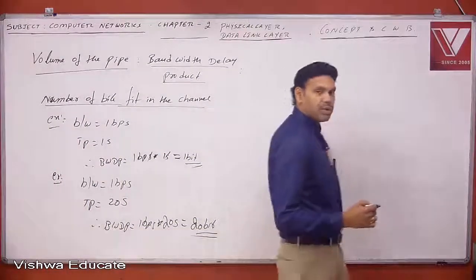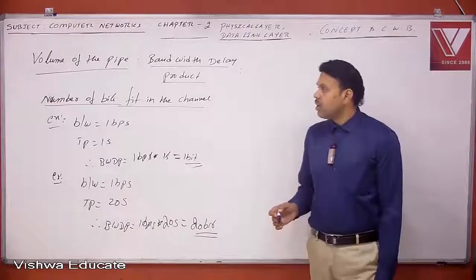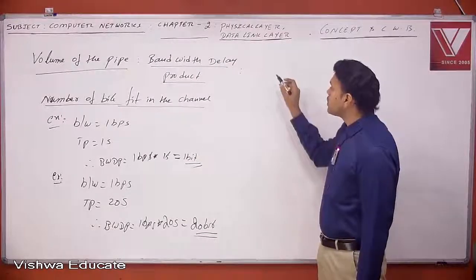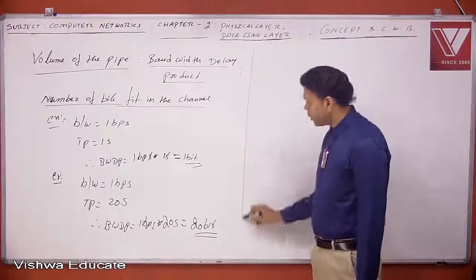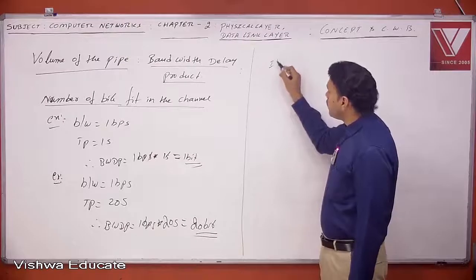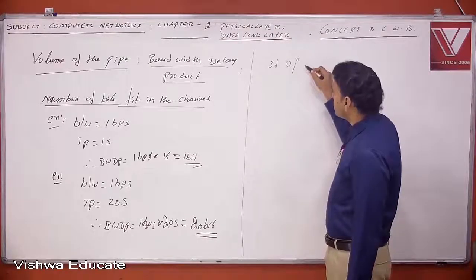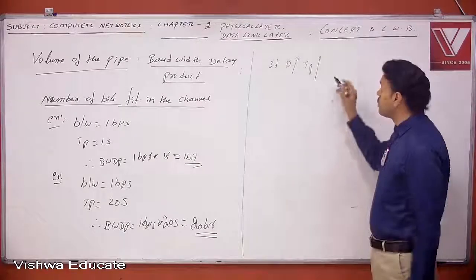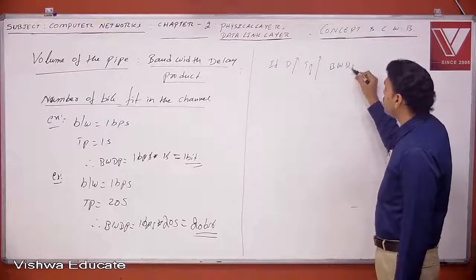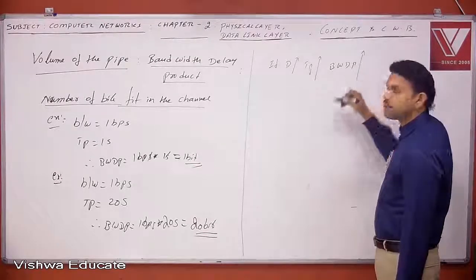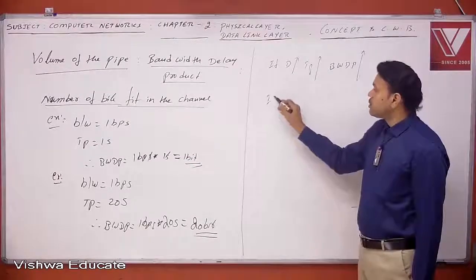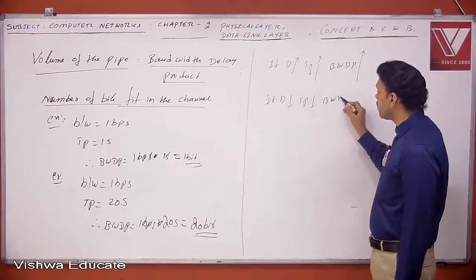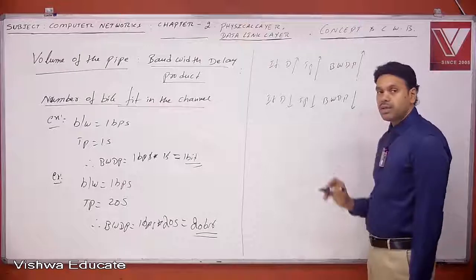The bandwidth delay product, or volume of the pipe, or number of bits that fit in the cable at an instant of time, all depends upon what? Tp. Therefore, if distance increases, what will increase? Tp will increase. If Tp is increased, the bandwidth delay product will be increased. Reversely, if distance is decreased, Tp is decreased, then the bandwidth delay product is also decreased.